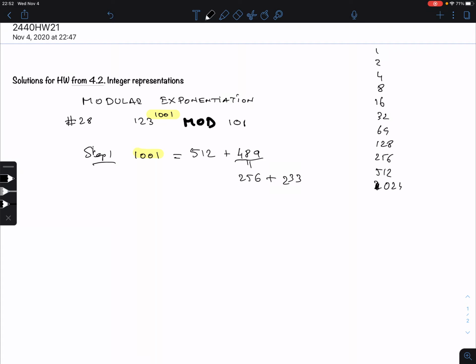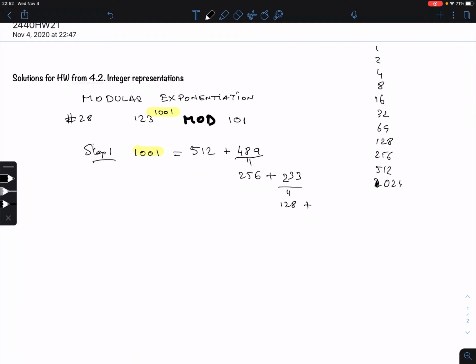233, right? Now, 233, I can put a 128 in there, so this is now 128 plus, and what remains is 105. Okay, 105, that in turn is 64 plus.